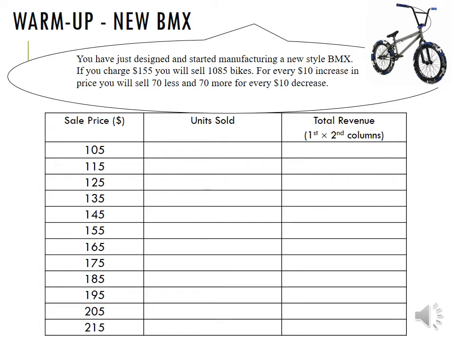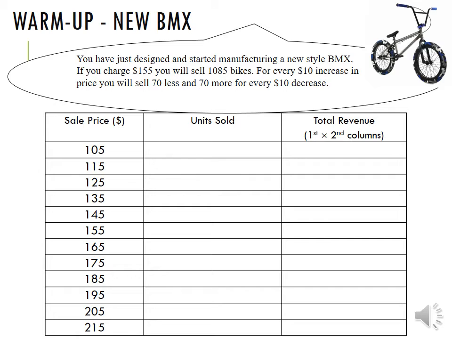So you have just designed and started manufacturing a new style BMX. If you charge $155, you will sell 1,085 bikes. For every $10 increase in price, you will sell 70 less, and you will sell 70 more for every $10 decrease. So at this point, I would highly recommend that you pause the video and you copy down that word bubble with all the information in it. And then once you finish copying it, then hit play again.